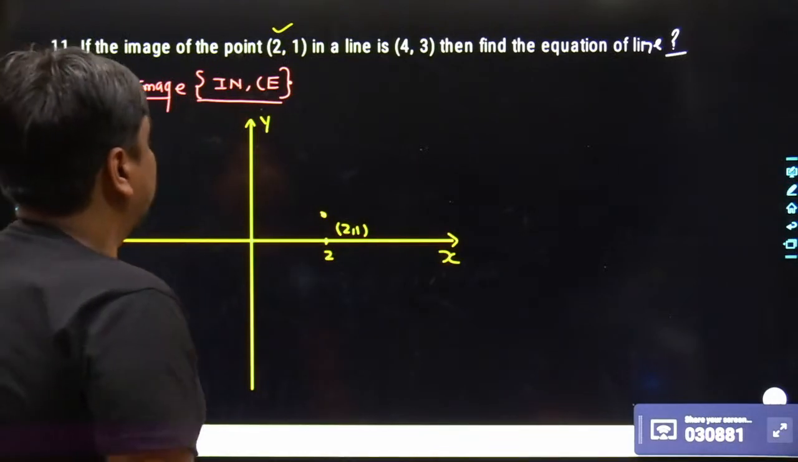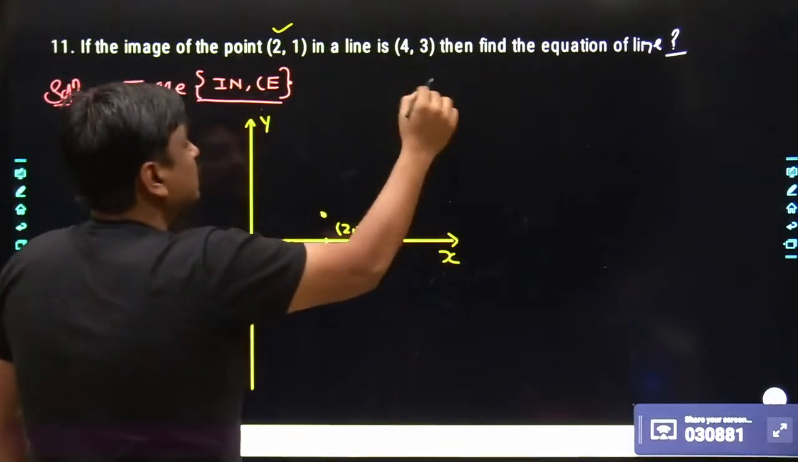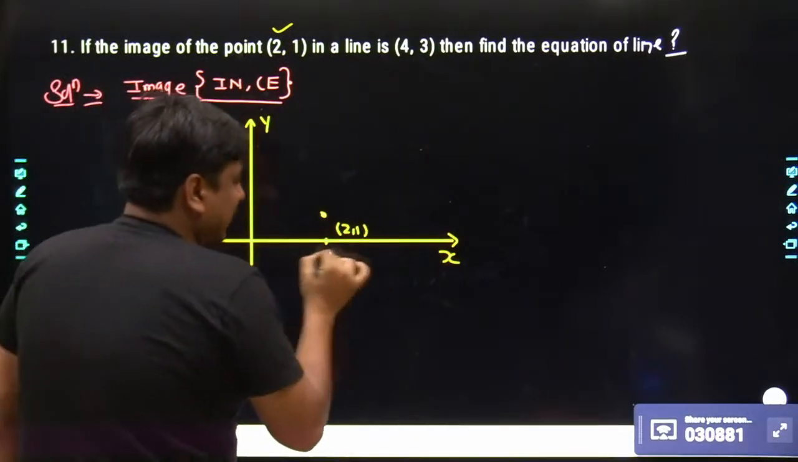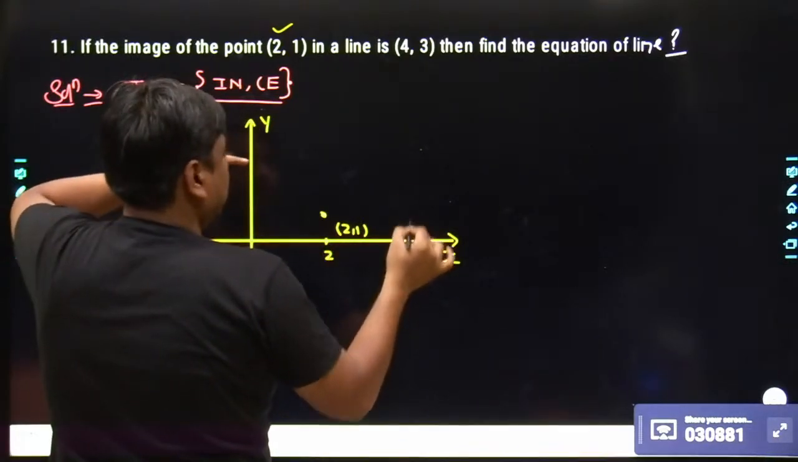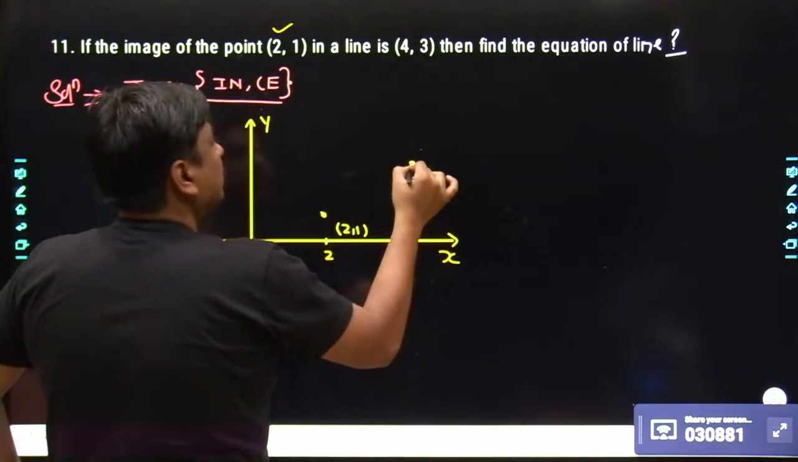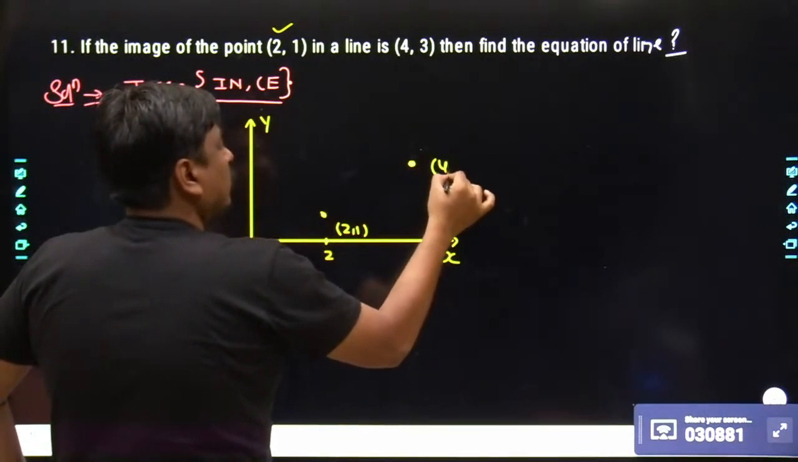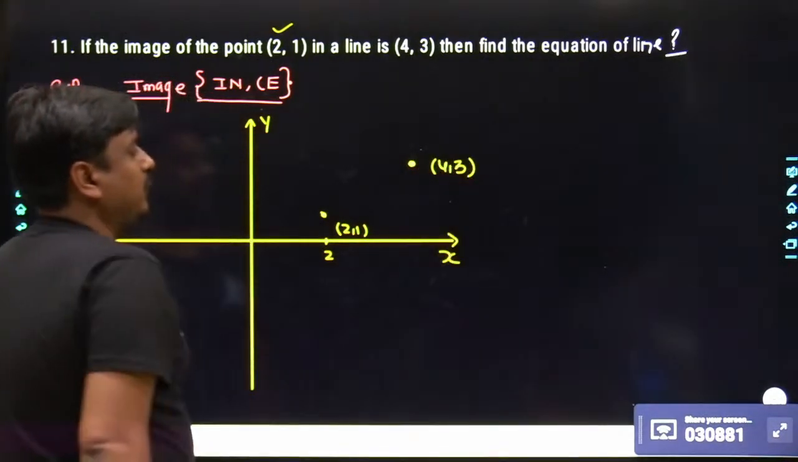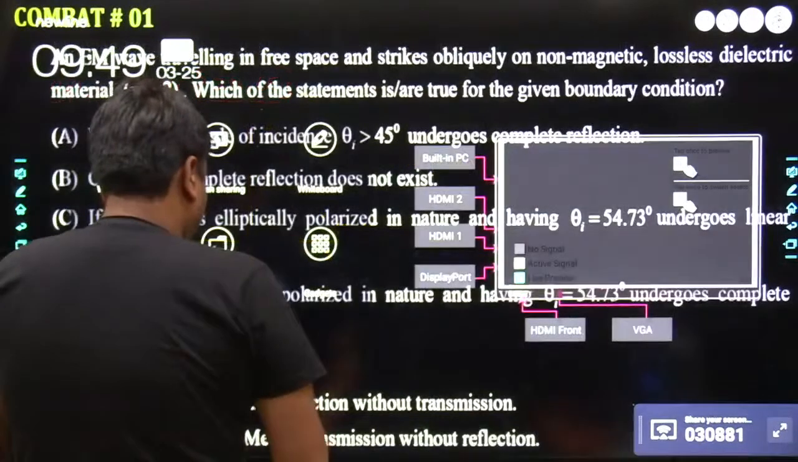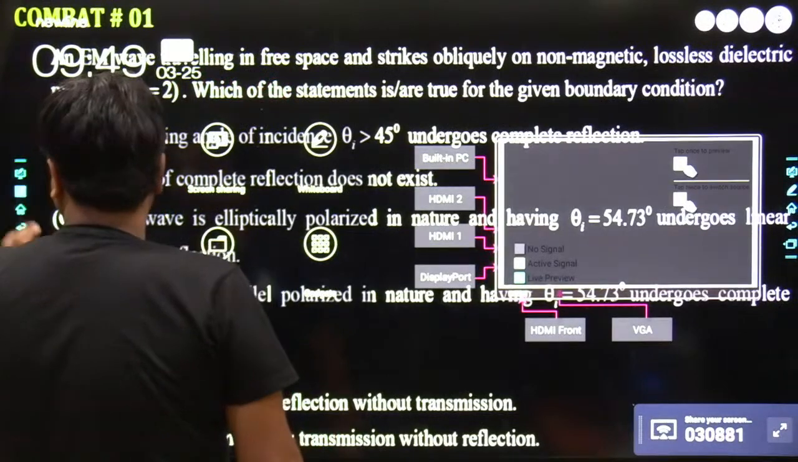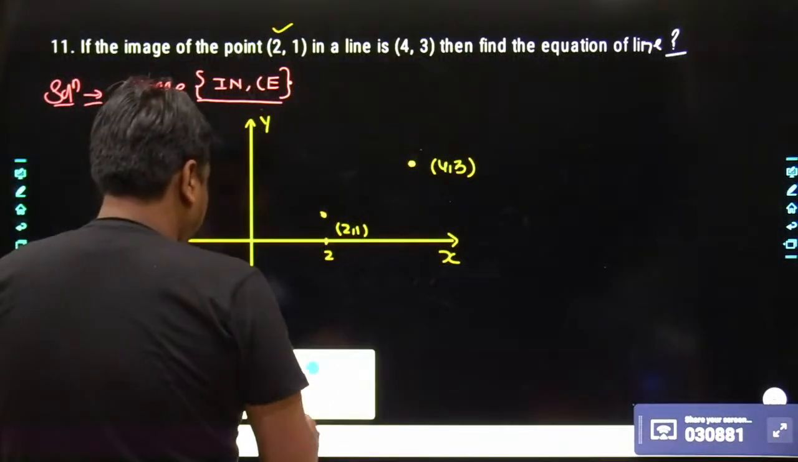And now you have to take its mirror image, and once you take its mirror image, the point is found somewhere at (4, 3). That means towards the abscissa you have to move almost double, and 3 would be somewhere here. So the point would be somewhere here at (4, 3). So (2, 1) and (4, 3). What happened? Yes, they are mirror images of each other.